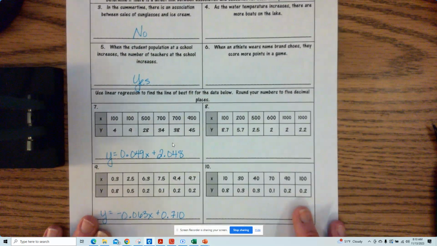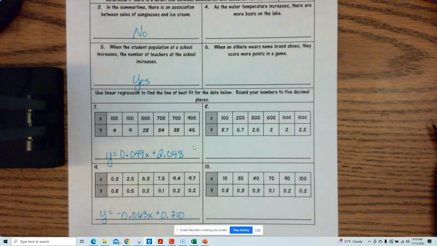So you've got 4 questions left. Make sure you're rounding. I'm not going to be really picky on the rounding, but do your best to round it correctly for me.